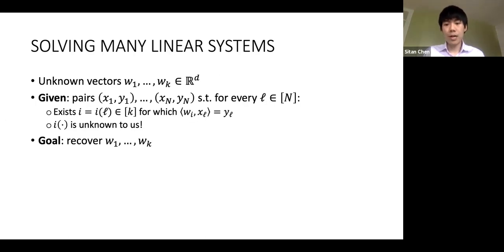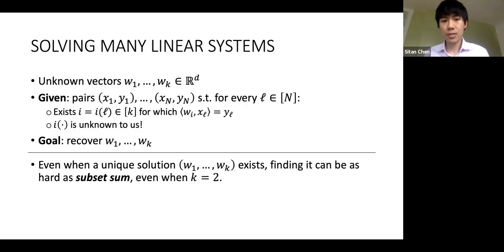Right, this is a fairly natural problem. What's known about its complexity? So even in the special case where you're promised that a unique solution exists, so the corresponding linear systems associated to w1 through wk are all non-degenerate, it turns out that finding the true solution w1 through wk can be as hard as subset sum, even in the case when k equals 2.